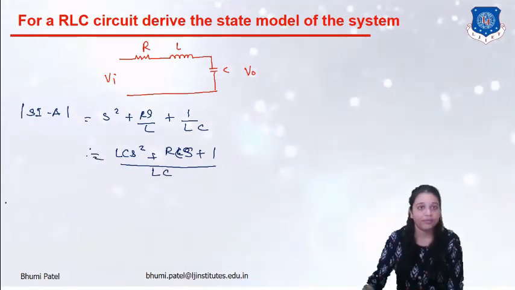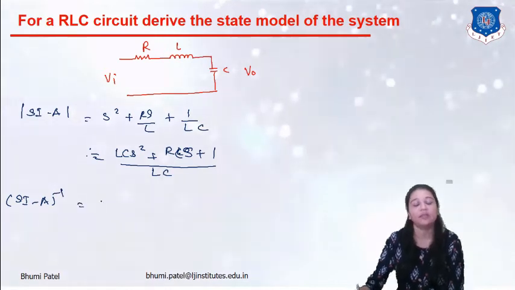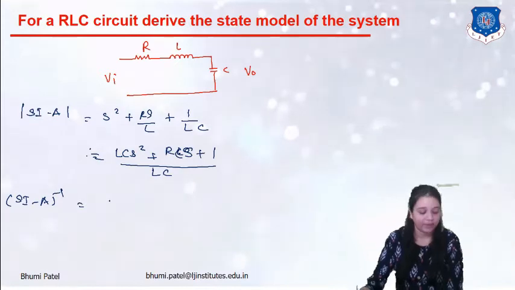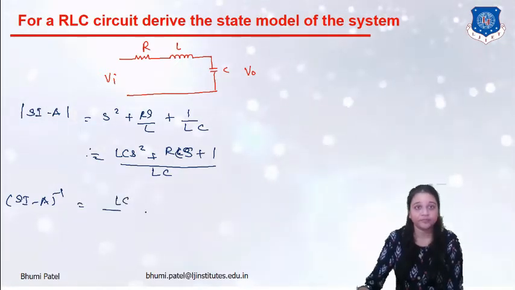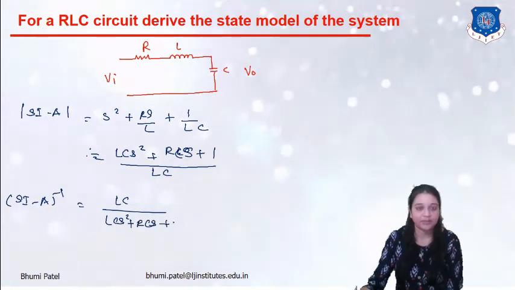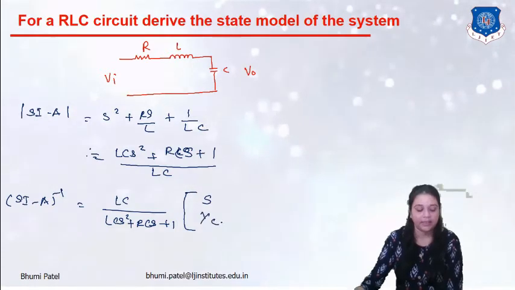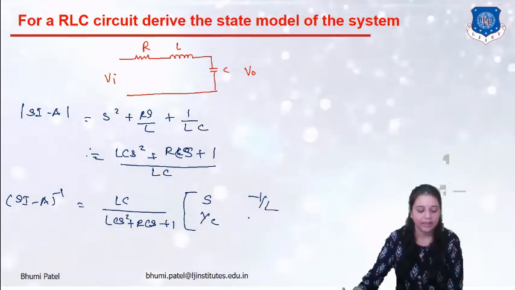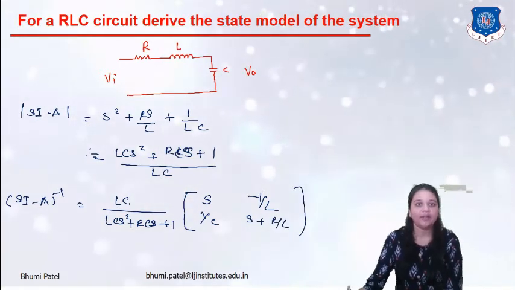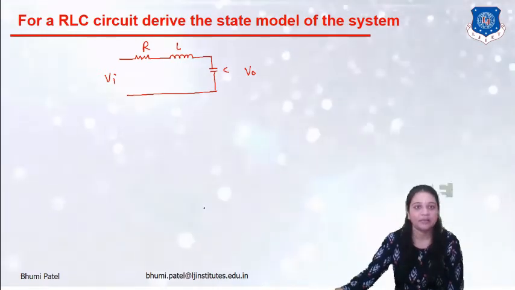Okay, so we can get SI minus A inverse is nothing but the adjoint of A divided by the mod of SI minus A. So we can get LC upon LCS square plus RCS plus 1, and the matrix is S, 1 by C, minus 1 by L and S plus R by L. Okay, now multiply this term into this and we can get SI minus A inverse.